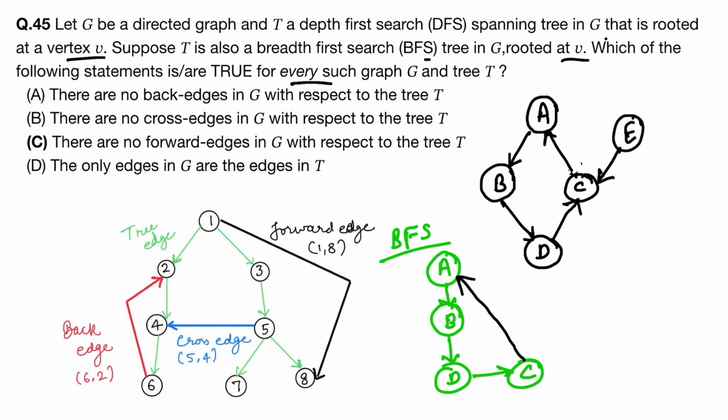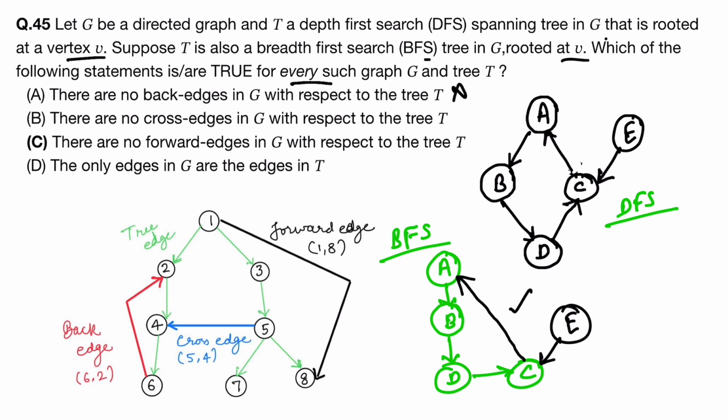And here, from E to C is also coming. So this is its BFS. So back edge is possible here. So this is false. No, let me draw DFS also.